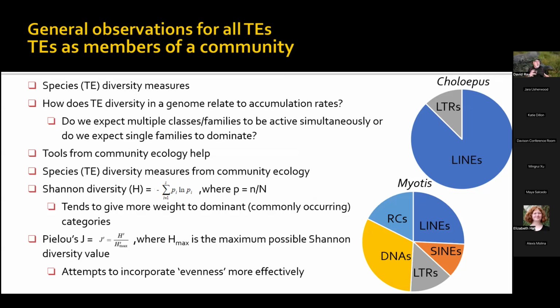You can have two organisms that have the same amount of TE. Both organisms have 50% of their genome TE derived. But if one of them has its 50% from one type of element, that's different from having an organism whose 50% is derived from 8 different types of elements. That's a different kind of diversity in those ecosystems, those genomic ecosystems. So we wanted to do both sorts of measures.